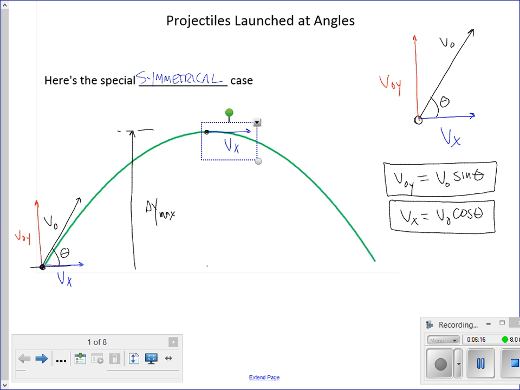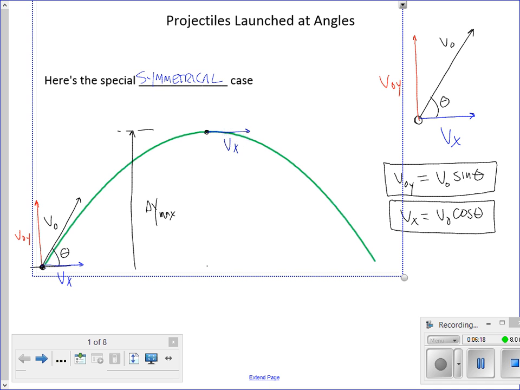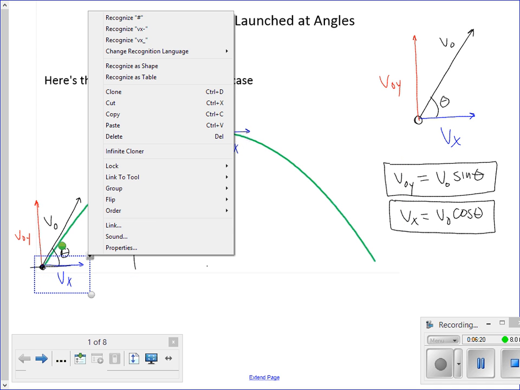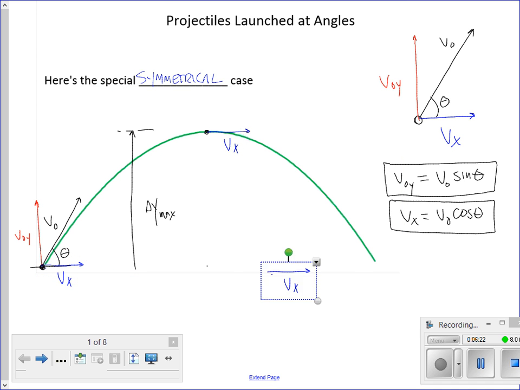So at this instant, it's still going that fast. And then at the end, for that matter, it's still going this fast horizontally. Most of us know that the horizontal velocity of a projectile remains constant, because what's there to speed it up or slow it down? Nothing. That's what.